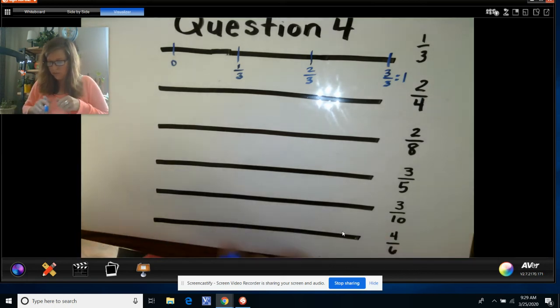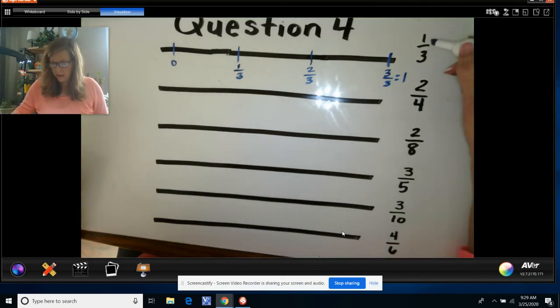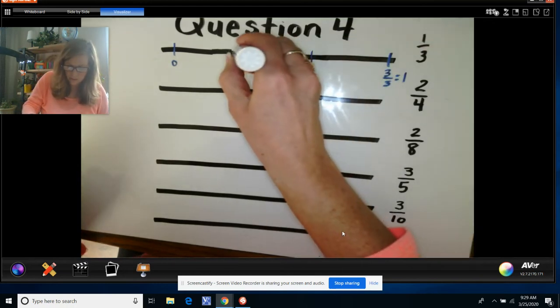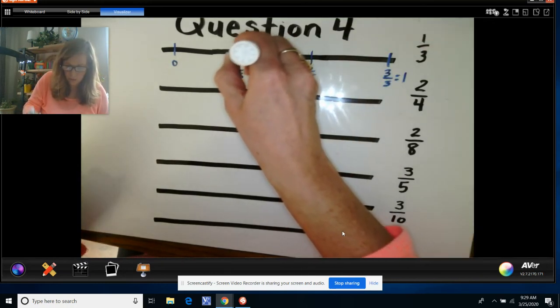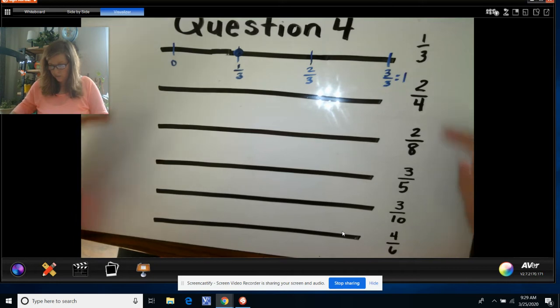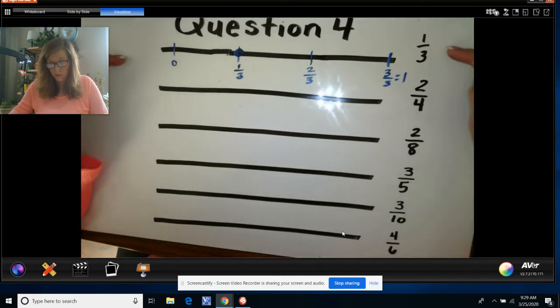So I am going to find and mark on my number line 1/3, because this is what they want to know. They want to know which fractions are larger or greater than 1/3. So let's take a peek.